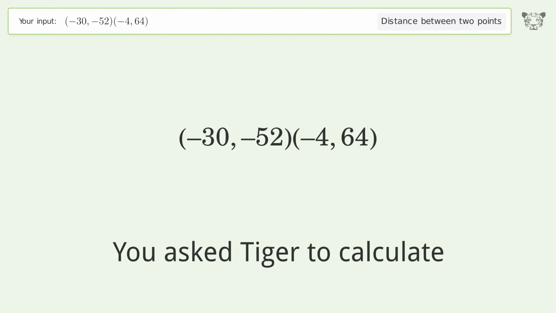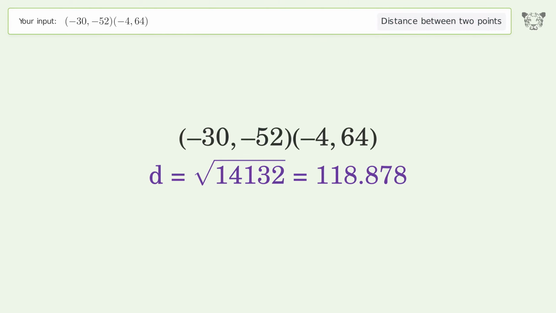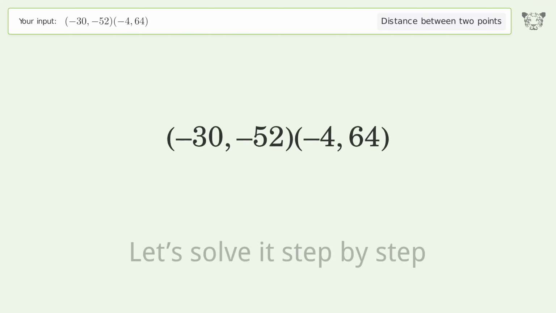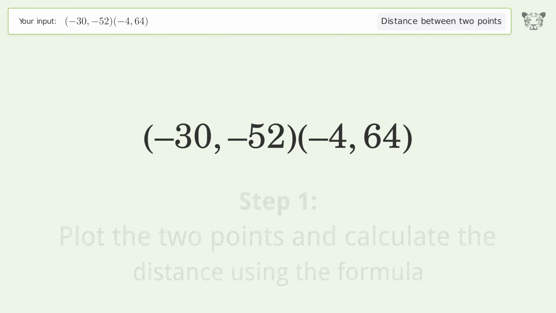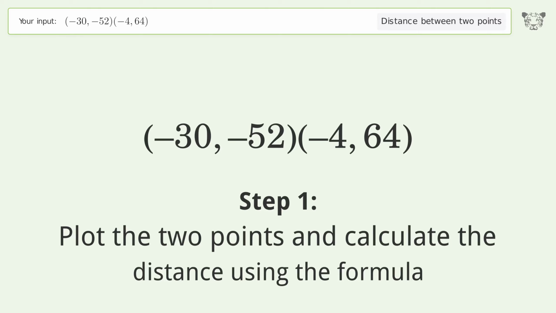You ask Tiger to calculate. This deals with the distance between 2 points. The distance between the 2 points is the square root of 14,132, or 118.878. Let's solve it step by step. Plot the 2 points and calculate the distance using the formula.